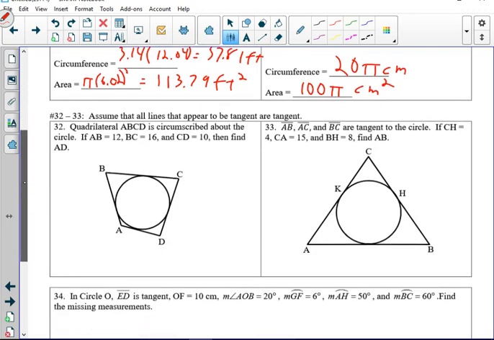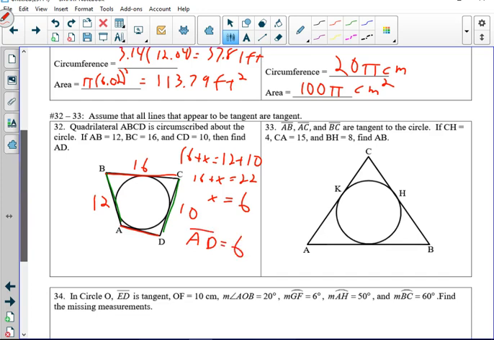Okay, quadrilateral ABCD. AB is 12. BC is 16. CD is 10. The rule is BC plus AD equals BA plus CD. Basically opposite sides. So 16 plus x equals 12 plus 10. So 16 plus x equals 22, x equals 6. So AD is 6.